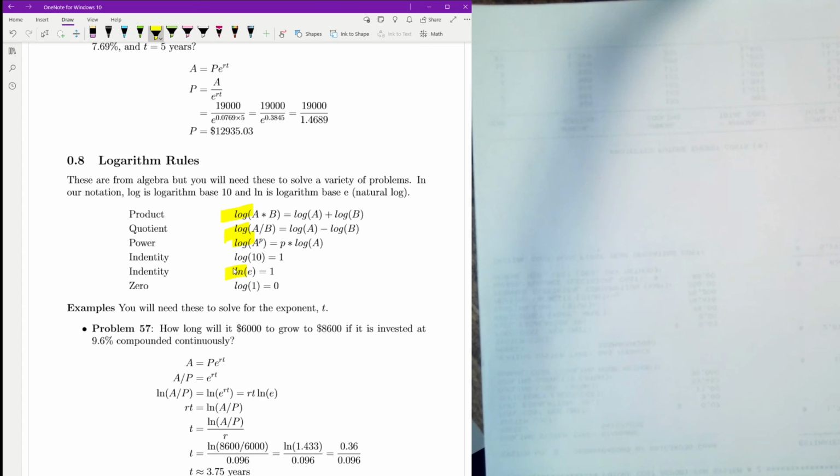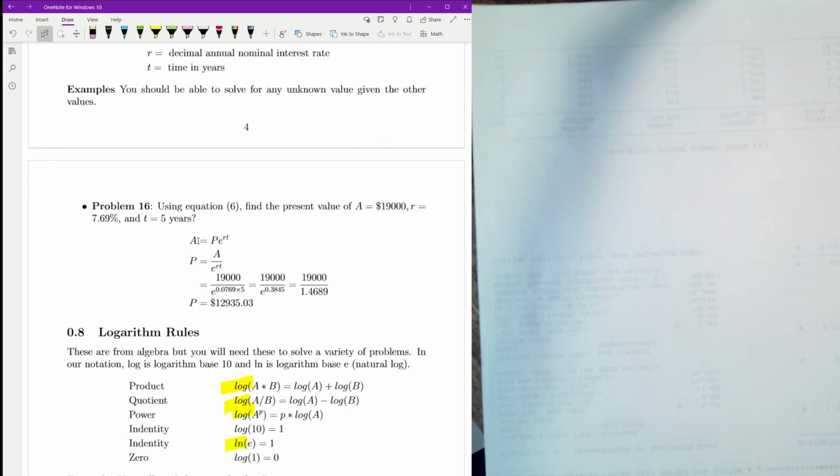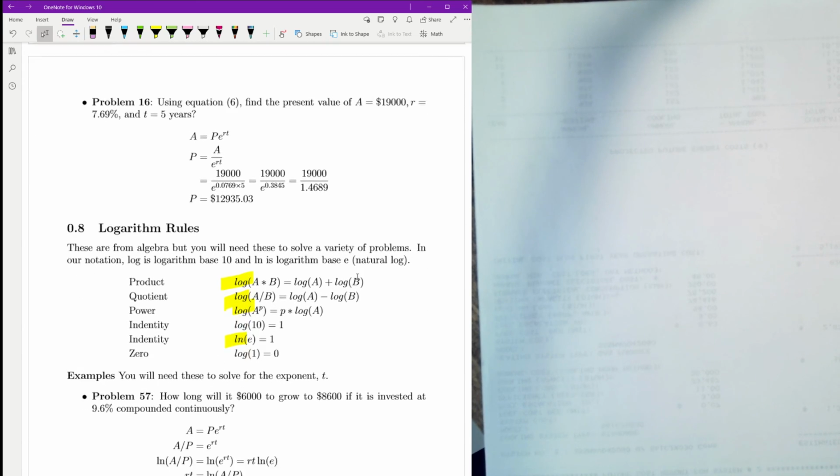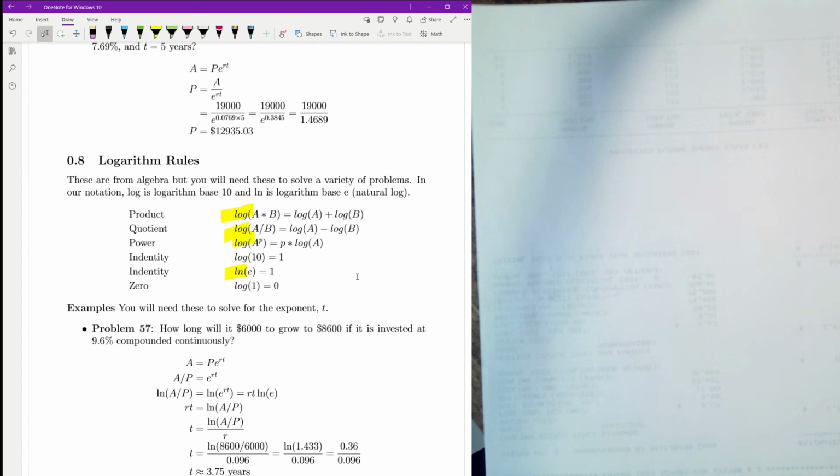We're going to need these logarithm rules when we look at our compounding interest rates and our continuously compounding interest rates to solve for t. So that ends this lecture, and the next one will be on running through the examples that we have here.